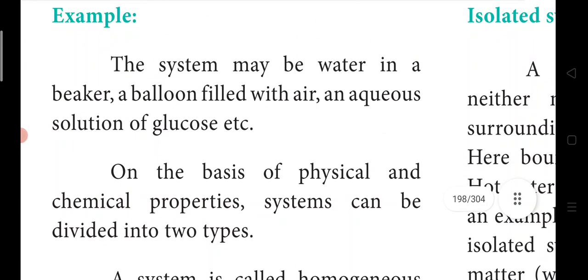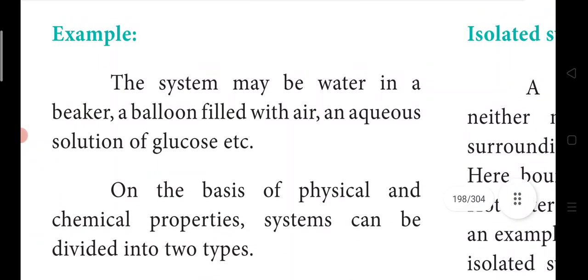For example, the system may be water in a beaker, a balloon filled with air, or an aqueous solution of glucose. So, if you consider water in a beaker, the water will be the system, the beaker will be the boundary, and the remaining part will be the surroundings.